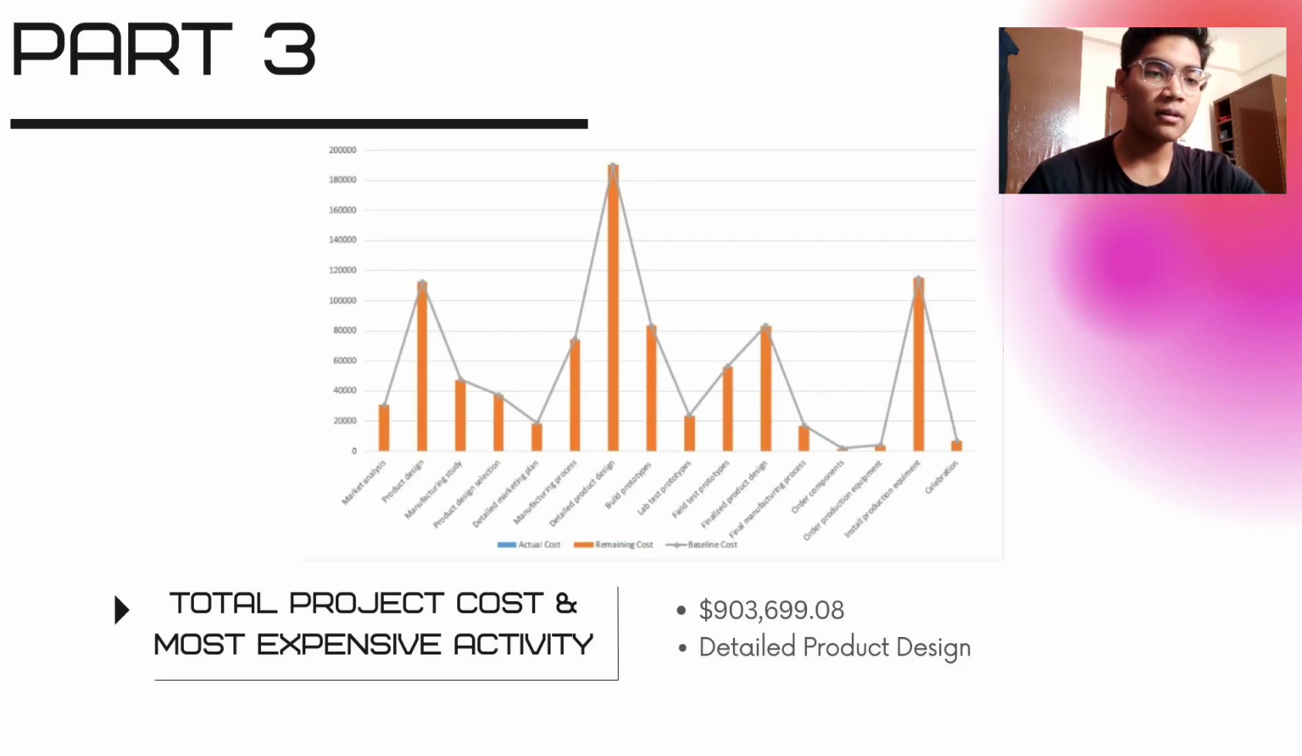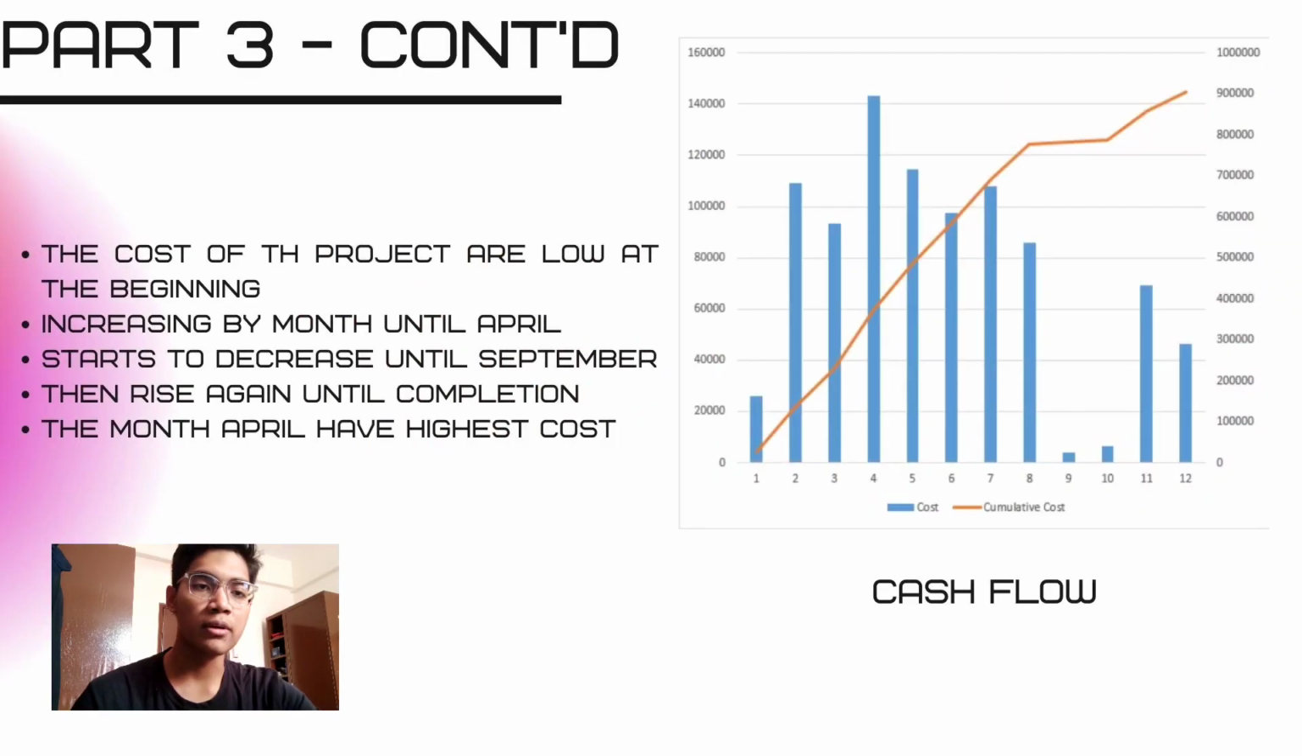Part 3 has the total project cost and the most expensive activities, at 903,699.80. It also has the detailed product design. Next, the cost of the project is low at the beginning, then steadily increases until April, starts to decrease until September, then rises again until completion. The month of April has the highest cost.